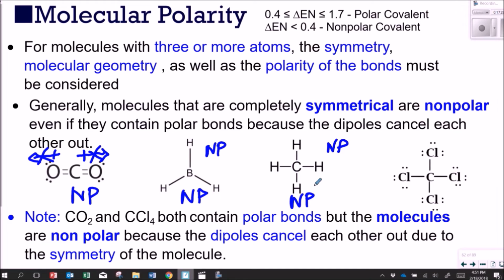In carbon tetrachloride, we do have polar bonds. We have 4 polar bonds where chlorine is the more electronegative atom. However, again, this molecule is completely symmetrical with the 4 chlorine atoms around the central carbon atom and all the bond angles being the same. All the dipoles cancel each other out, and we end up with an overall nonpolar molecule.